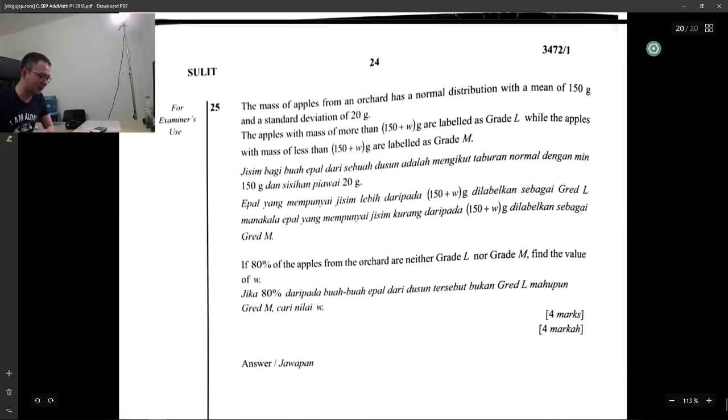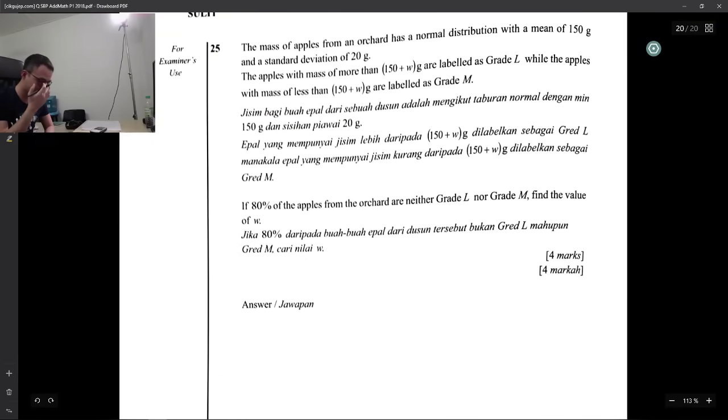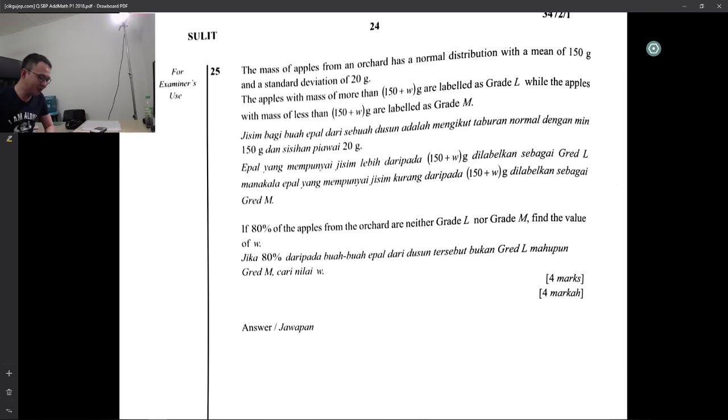Alright, so let's move on to the last question here. I think the question itself has a typing error. Let me explain my logic first. The mass of the apples from an orchard has a normal distribution with mean 150 and standard deviation of 20. The first sentence is fine.